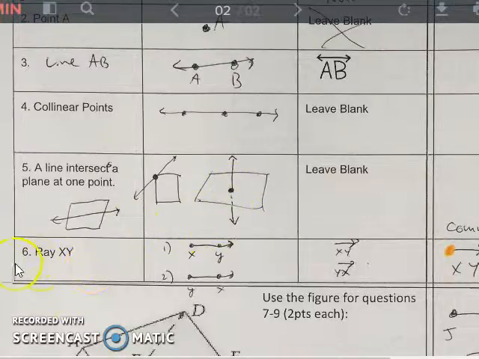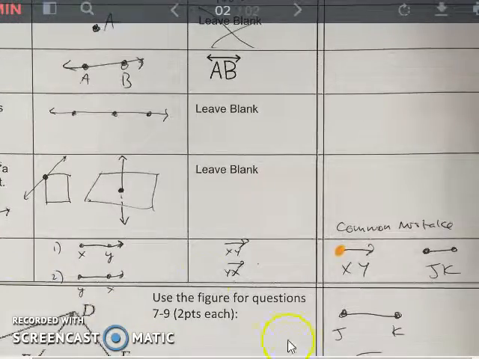Question number 6 tells you the vocabulary word ray x, y. X might be your starting point and you're going in that direction. Or you can also start with a y and going towards x. I do understand that we are reading left to right, but I guess you can argue the other way. For a ray, you only have 1 arrowhead. How many arrowheads, class? 1. Just 1. Okay.